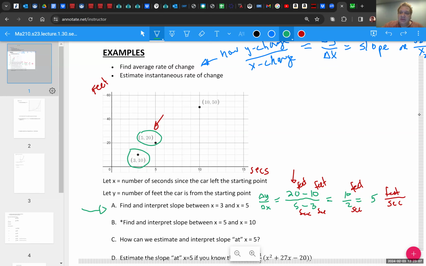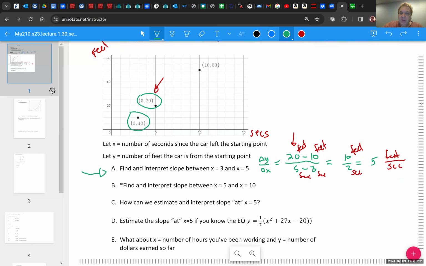All right, if you had a chance to do B, I'm going to write out my solution for it. Example B says find and interpret the slope between 5 and 10. This is a very similar calculation as before, except instead of (3, 10) and (5, 20), we're going to use x equals 5 and x equals 10 and do our same calculation, delta y over delta x. We need to find how much y changes. Y went from 20 up to 50, so y changed by 30.